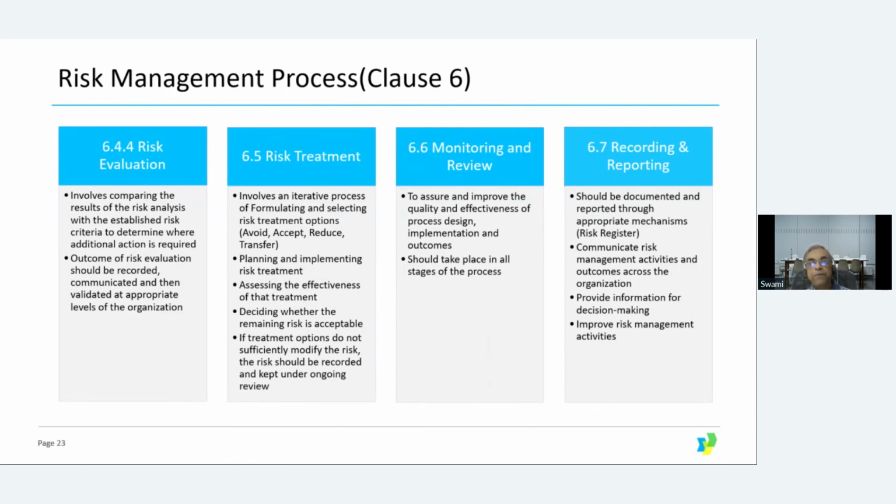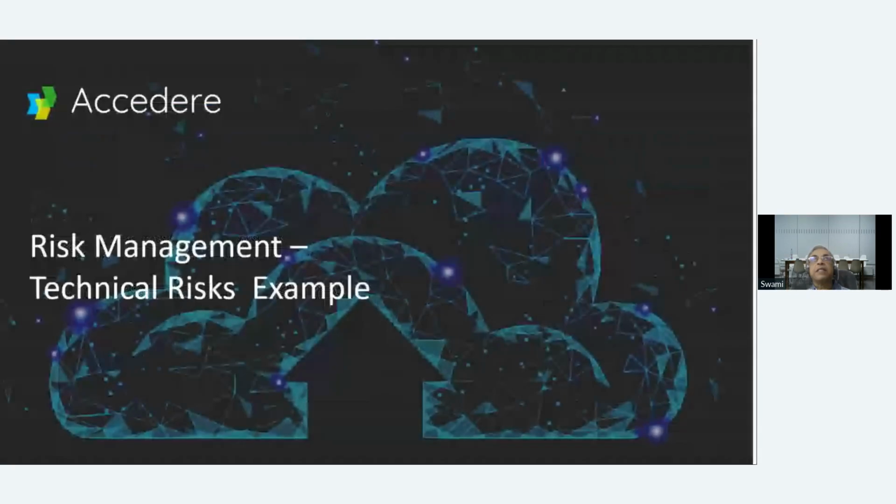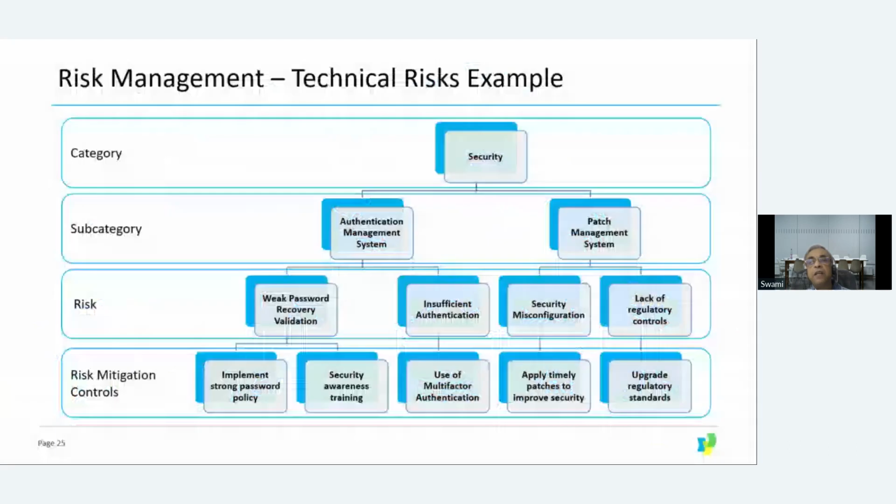Now, coming back to the next thing, we want to give some samples of how risk identification and other aspects need to be considered. There are different types of risks, like organizational risks, financial risks, strategic risks, technical risks, and other risks. Now we will be talking about some examples on technical risks. When we talk about technical risks in risk management, we have to identify the categories of items that need to be evaluated, and then identify the subcategory.